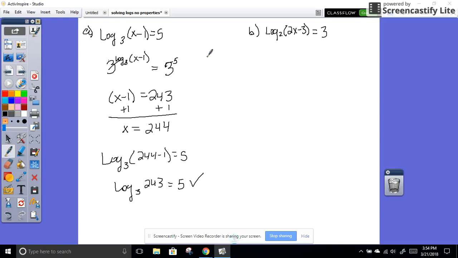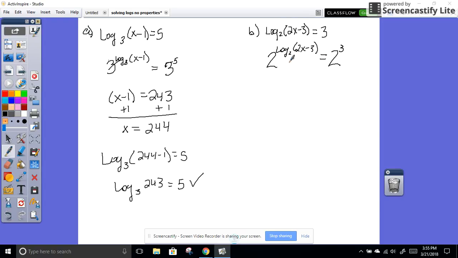Okay. Another one right here, we have one log. Nothing on this side of the problem except the one log. So all we got to do is take the base of the log, make it the base of the exponent, make all of this up here be the exponent. Do the same thing over here.